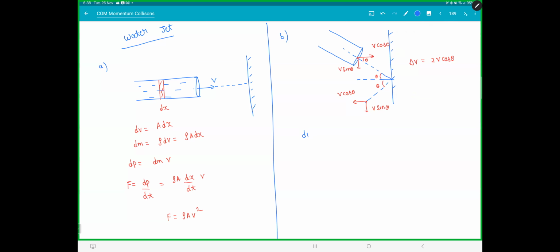Same story. So change in momentum will be dm into change in velocity, which is 2 dm v cos theta. Force is dp by dt, so 2 rho A dx by dt v cos theta. We get force equal to 2 rho A v square cos theta. There, that's your force. Since the water is hitting at an angle and bouncing off, it behaves like an oblique collision.